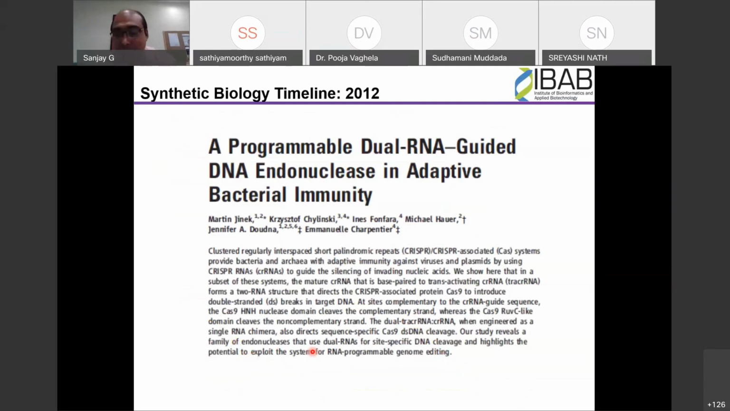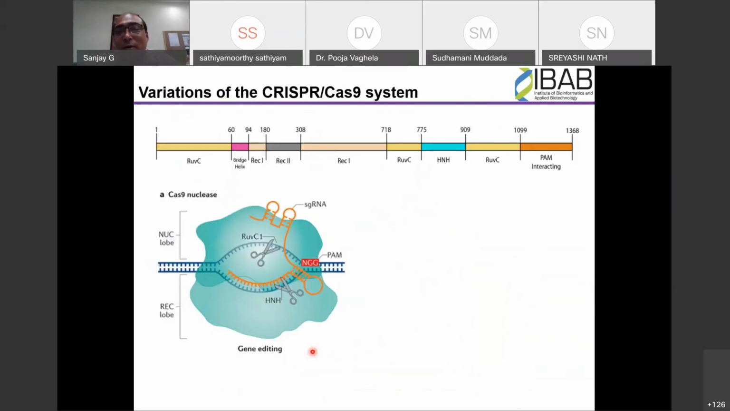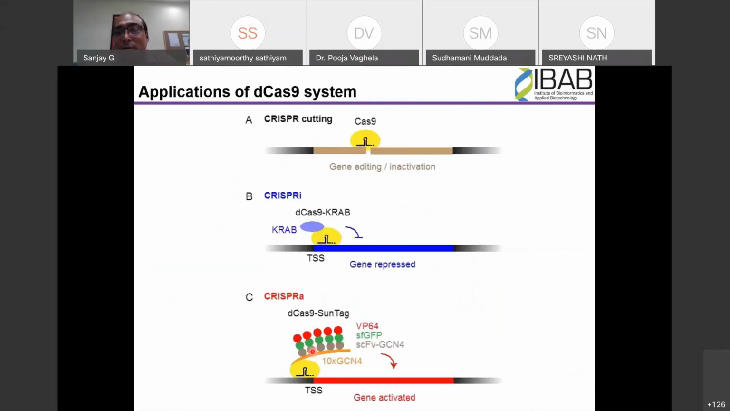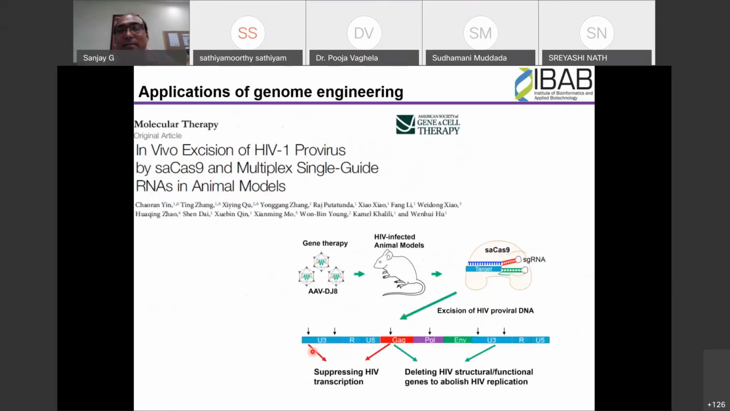So this is about CRISPR. I think I will just skip this because there may be other speakers who will be speaking about that, and you all know there is a Nobel Prize given this year. So I will skip all of that for the sake of time. I'm pretty sure you all know what CRISPR can do. Okay, I'll skip.